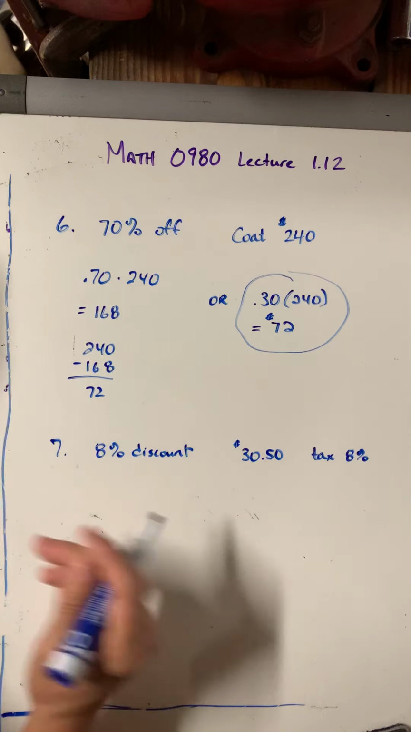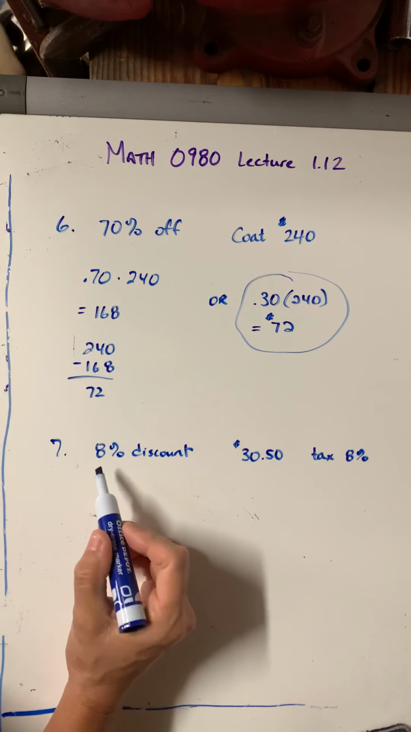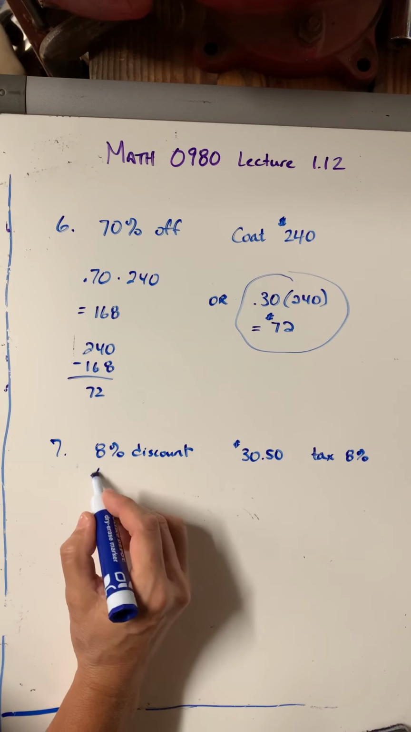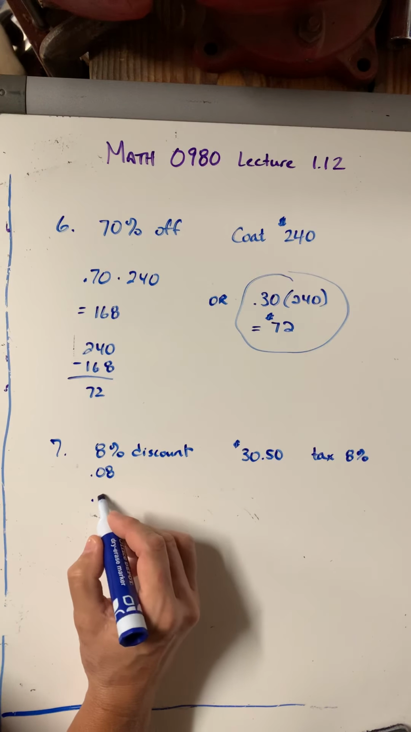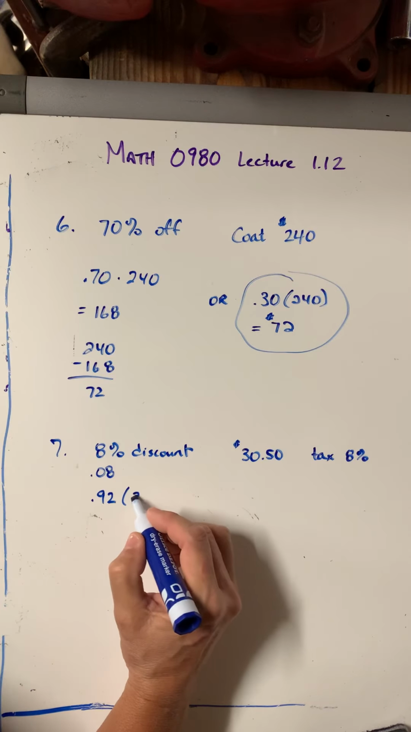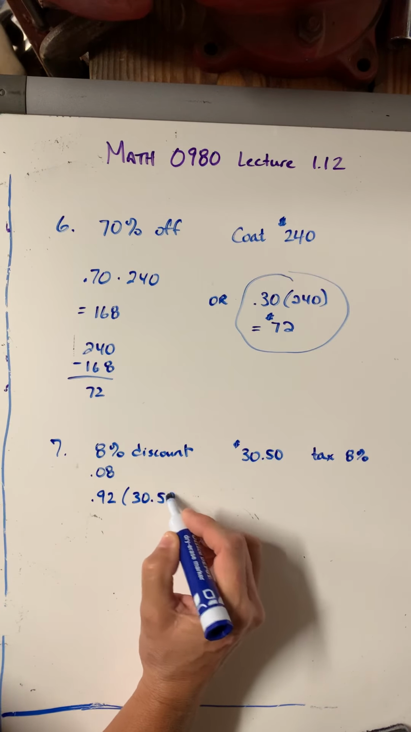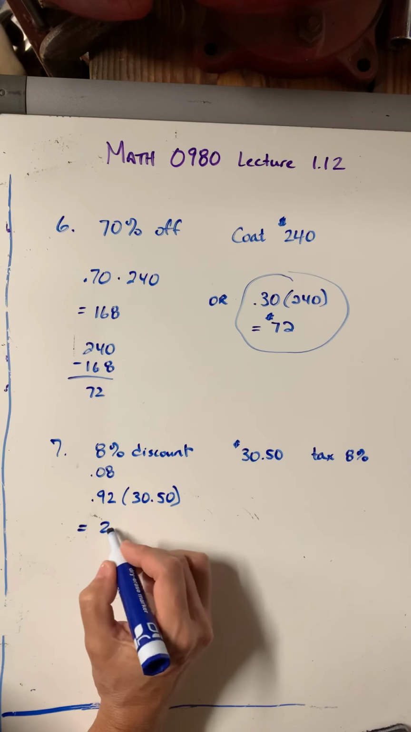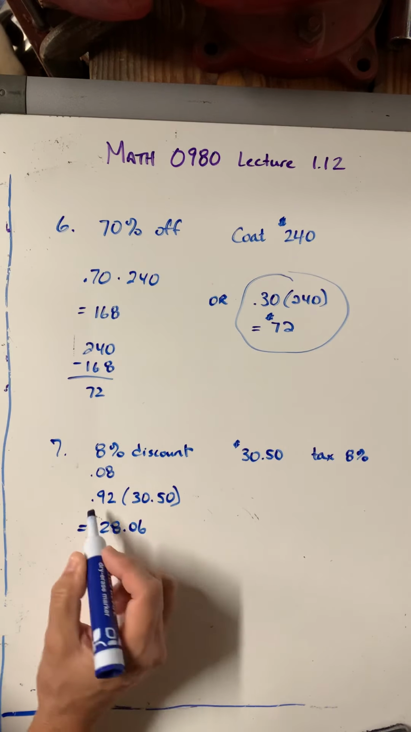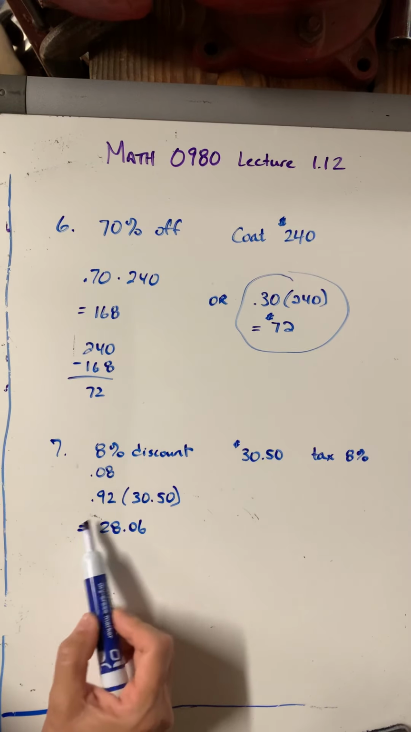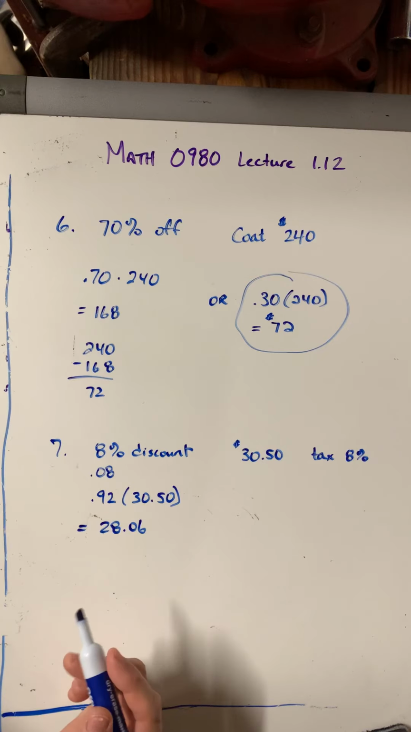So how would I do that? I could go, if I'm getting a discount of 8%, which is 0.08, that means I'm only paying 0.92. I'm paying 92% of this. So 92% times this price gives me 28.06. So my multiplier was 0.92. I'm paying 92% of this textbook price. So this is my new price.